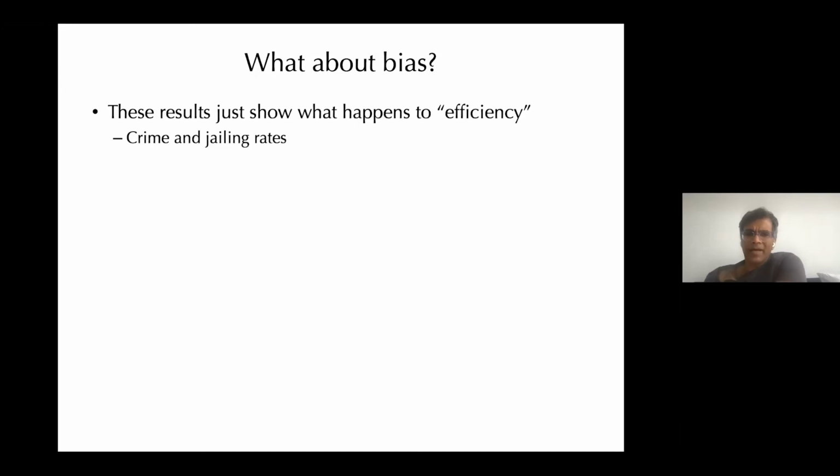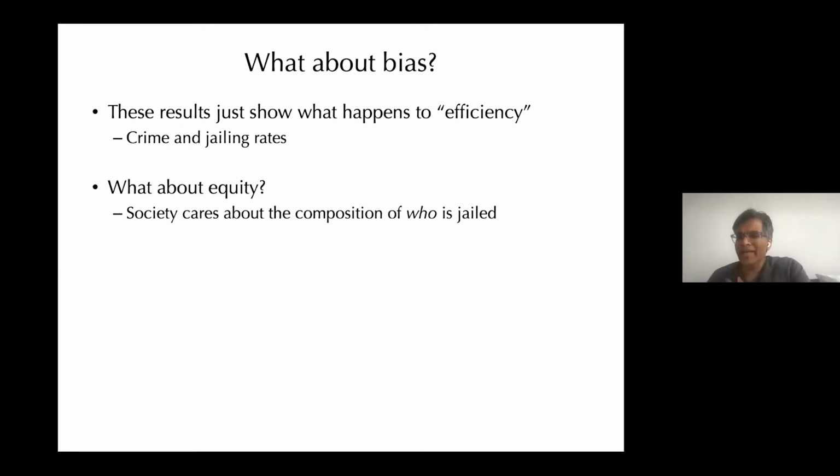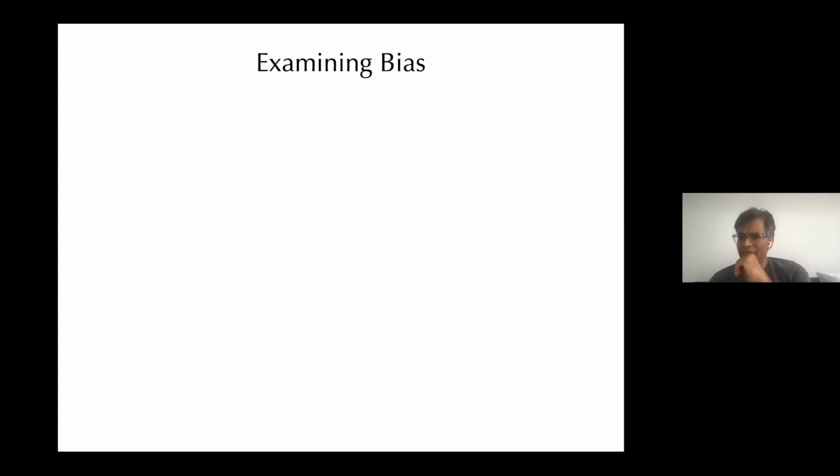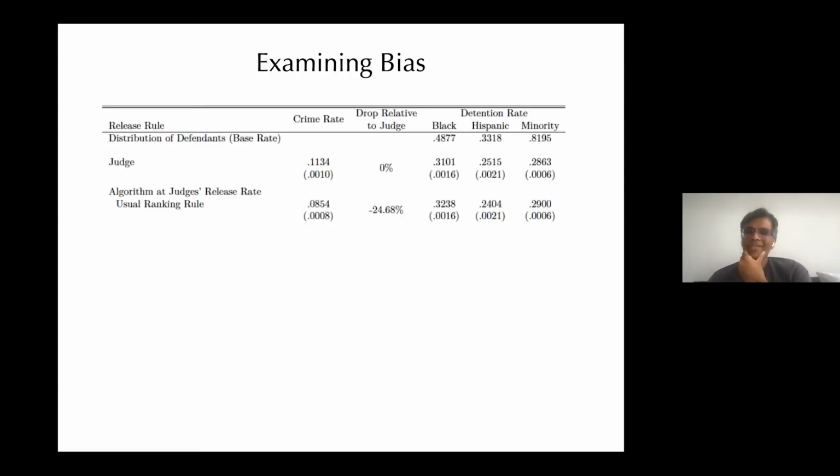So what about bias? These results just show us what happens to efficiency. So take them at face value for a second to say that an algorithm is more efficient than the judge. Just believe me for a minute, if you will. And what about equity? That's the story I'm building up to. Here we built an algorithm. It does better than the judge, but how do we know it's not exaggerating inequity? After all, society cares about the composition of who is jailed. So how do we examine bias?